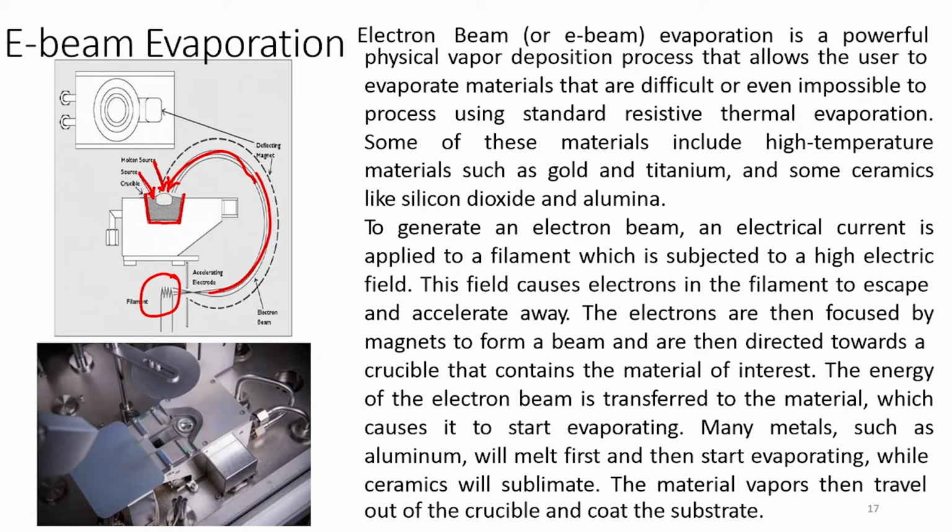So, that is the phenomenon of electron beam evaporation, the mechanism of electron beam evaporation. It is an extremely powerful technique and it can evaporate materials that are difficult or even impossible using the standard thermal evaporation technique. Some of the materials are like titanium, or we can also deposit silicon dioxide and alumina. And then in this case is an actual photograph of the E beam system.